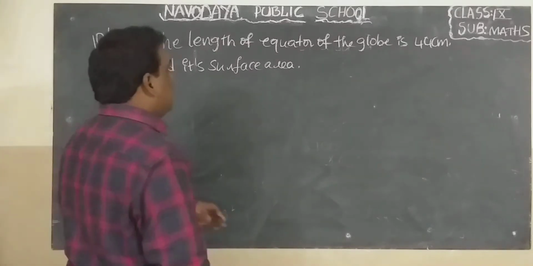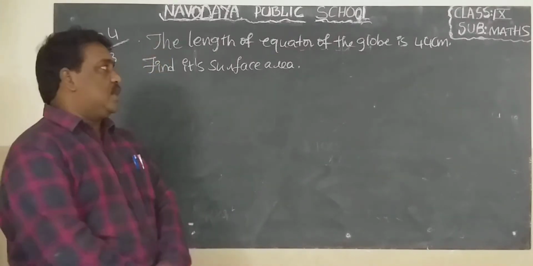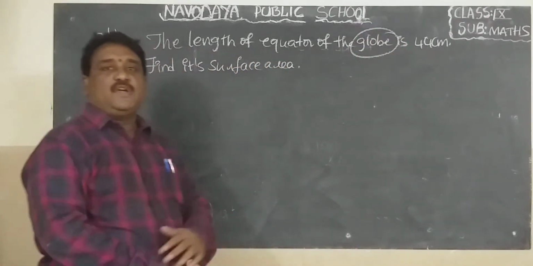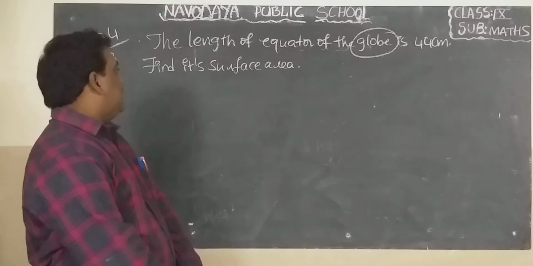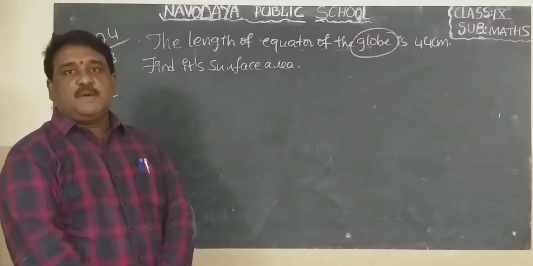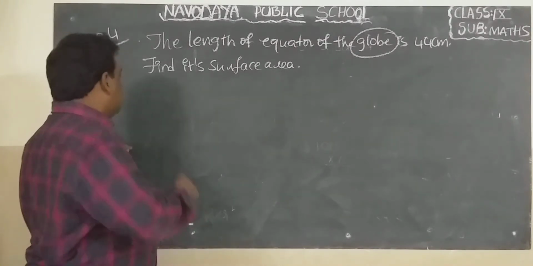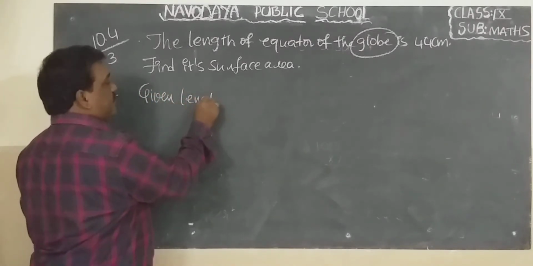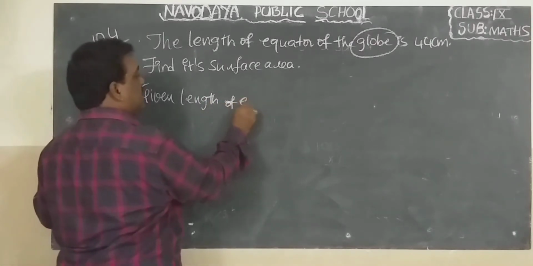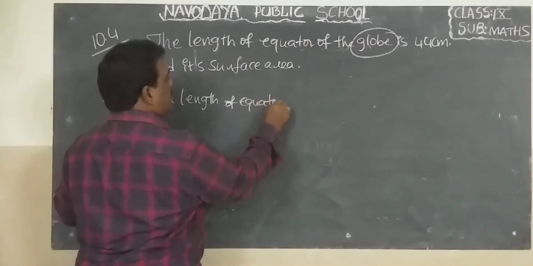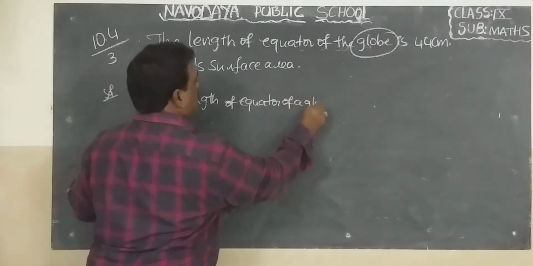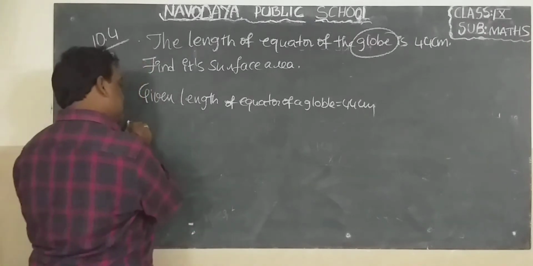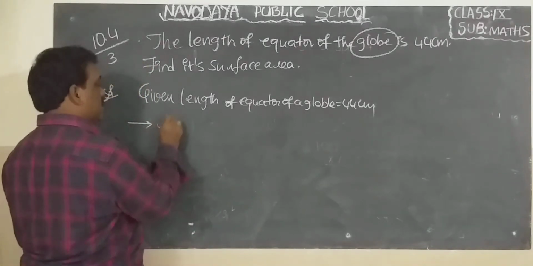So what is given? Length of the equator of a globe is 44 centimeter. Find its surface area. The globe is the example for sphere, you know. The problem is about sphere. So what is given? Given length of the equator of a globe equal to 44 centimeters.